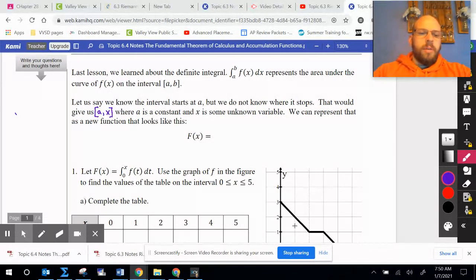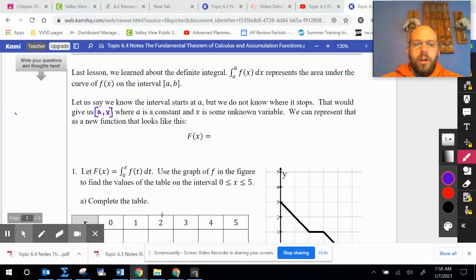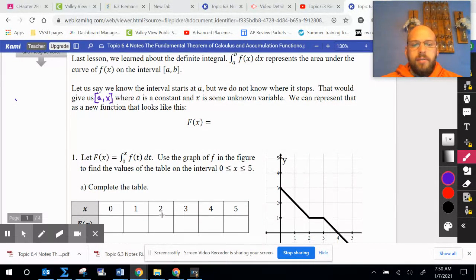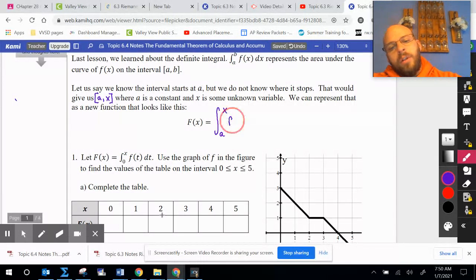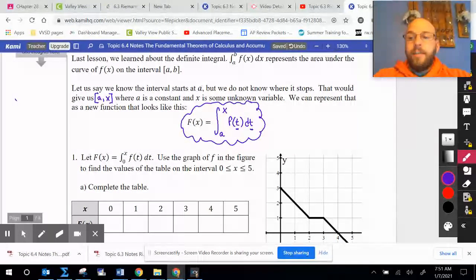All right. We know that the interval starts at a, but we don't know where it stops. That means the interval is going to go from a to x, where a is a constant and x is an unknown variable. We can represent that function like this: the integral from a to x of a lowercase f. I don't want to use an x again because I already used an x, so I'll use dt. Whatever letter I use inside the function is the same letter I use for the width of those rectangles. So this would be my function for capital F of x. We are going to give that capital F of x a name in a little bit as well, which is why I used a capital instead of a lowercase.